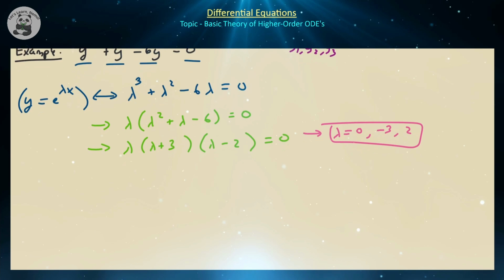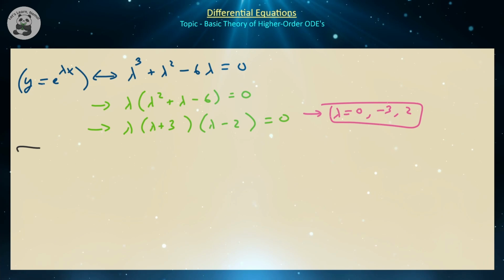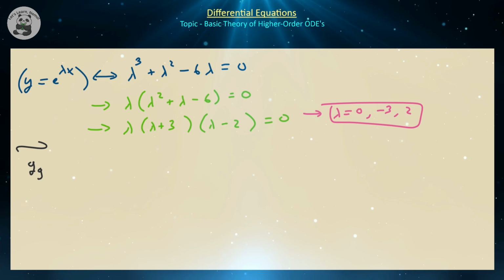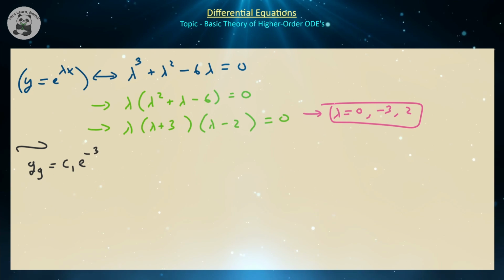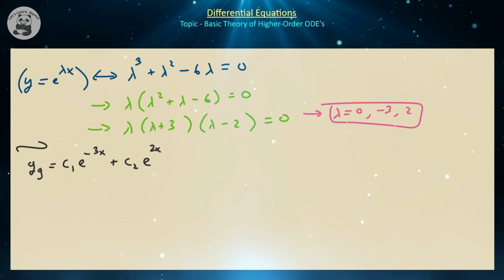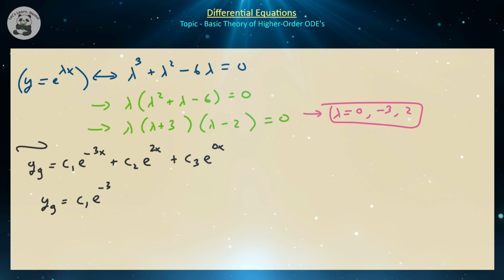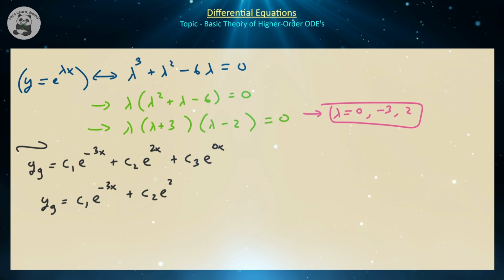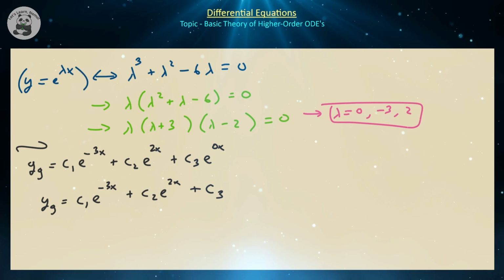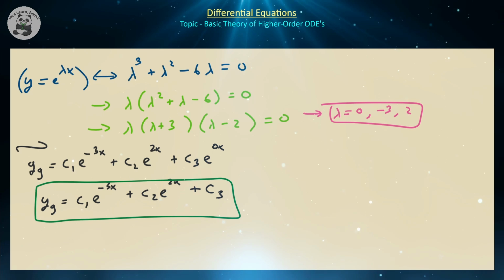So once we have that, then we can say that the general solution, which I'm going to abbreviate by YG, is going to be C1 e to the minus 3x plus C2 e to the 2x. And then over here we have C3 e to the 0x, which is just some constant. So you could also write it as YG is equal to C1 e to the minus 3x plus C2 e to the 2x plus some constant C3, and that would be your general solution to that differential equation.